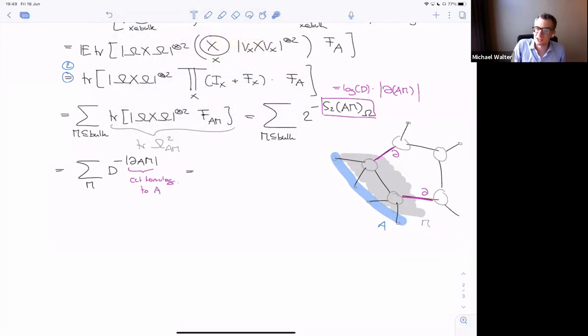And so it's clear that everything except for the min cut gets suppressed by a factor of 1 over D. So the leading contribution here is D to the size of the minimal cut. Maybe there are multiple minimal cuts, so there's a little degeneracy, but everything else gets suppressed as 1 over the bond dimension D, okay? Where this is the RT surface.